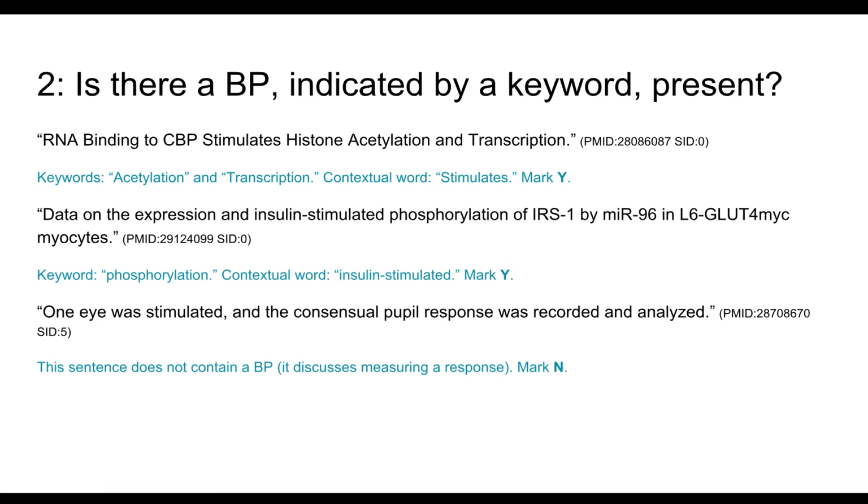The third example is different. Pupil response is not a biological process. If you search for pupil response in GO, you will not get any results. This sentence does not contain a BP because it discusses a measurement, not a process. Mark the sentence as N.